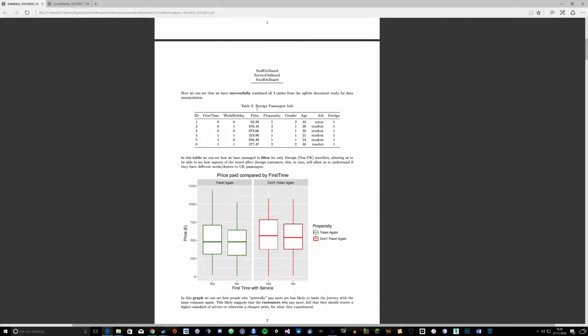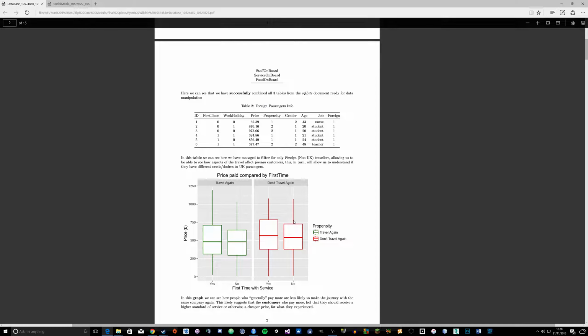So this second one here is information only about foreign passengers, and so we had to decide what data we needed about the foreign passengers. Did we need the price they paid? Did we need the propensity? Did we need their job? We definitely needed the foreign data about them, which I believe was one if they were foreign and two if they weren't. So to get all of the people that were foreign, we definitely needed the data of the foreign type. Otherwise, we wouldn't know if they were foreign or not.